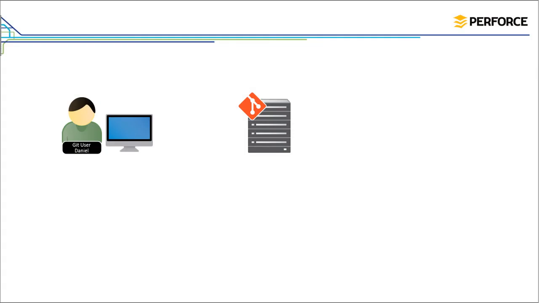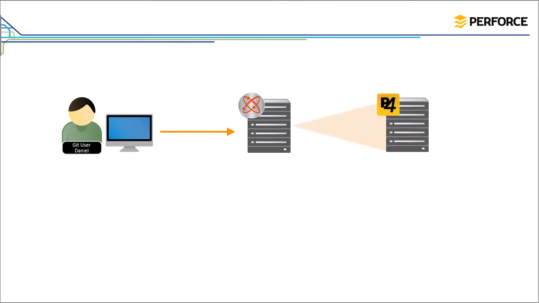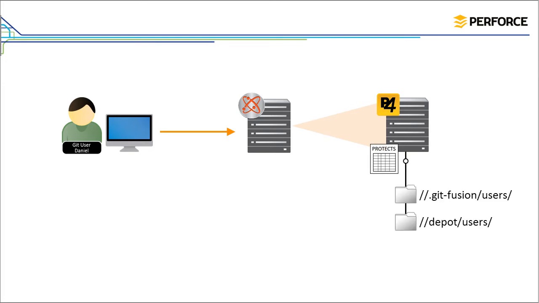Git users typically work with few restrictions since Git security is limited to the SSH or HTTP authentication needed to push changes to a remote repository. Using Git Fusion as a remote with the Perforce server as a backend, you can now take advantage of Perforce's configurable protections to manage access to your files for all Git and Perforce users.